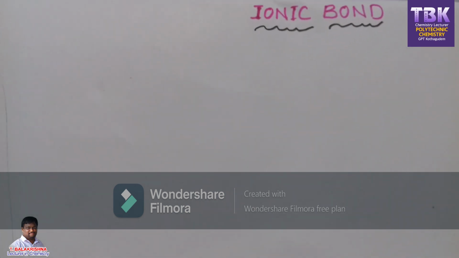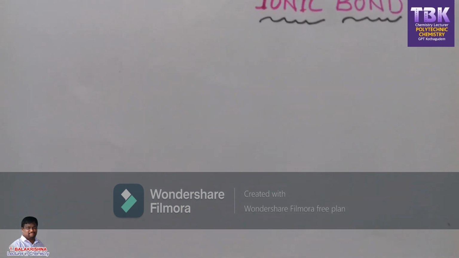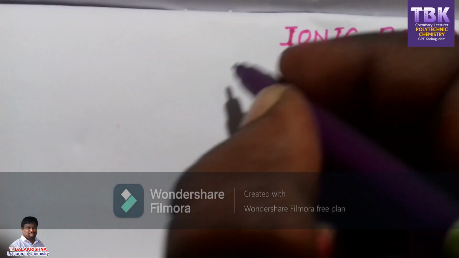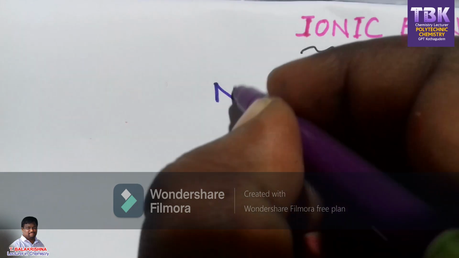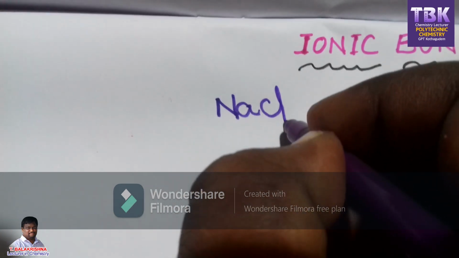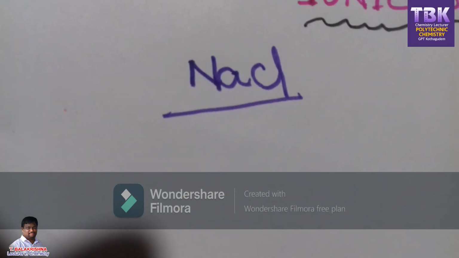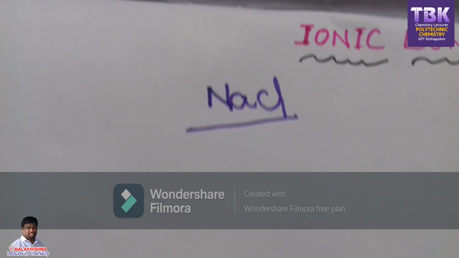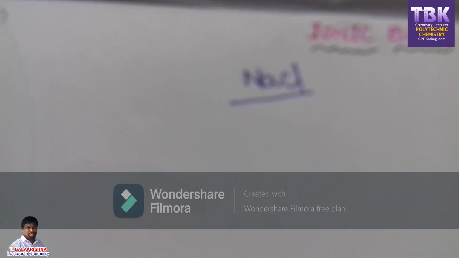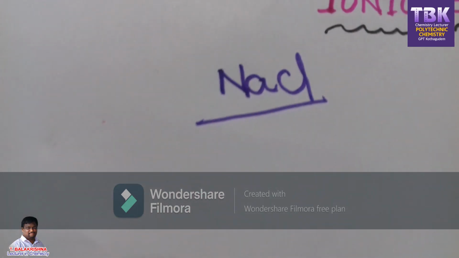I am going to explain this ionic bond by taking a simple example, sodium chloride, NaCl. This sodium chloride molecule is formed by the combination of two atoms. Atoms combine to form a molecule in order to attain stability.